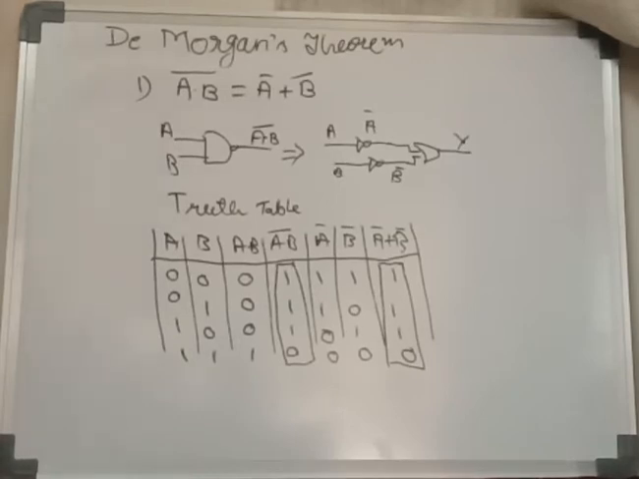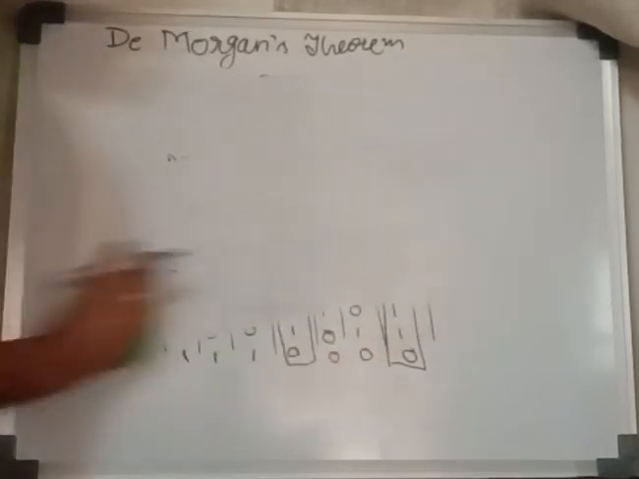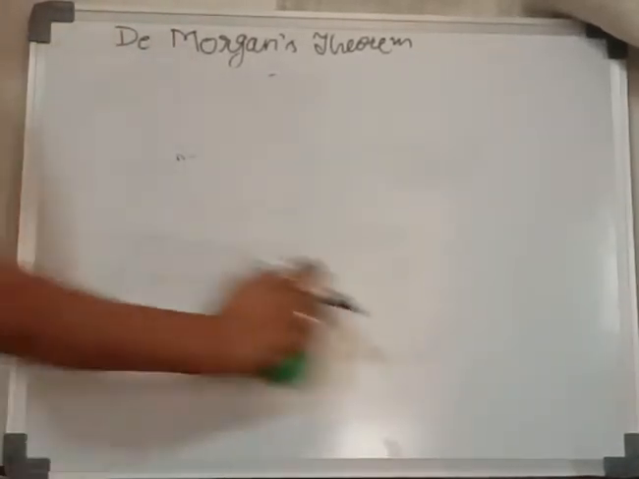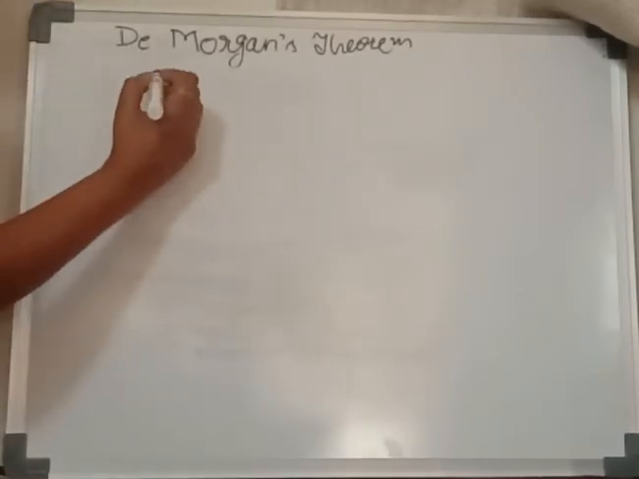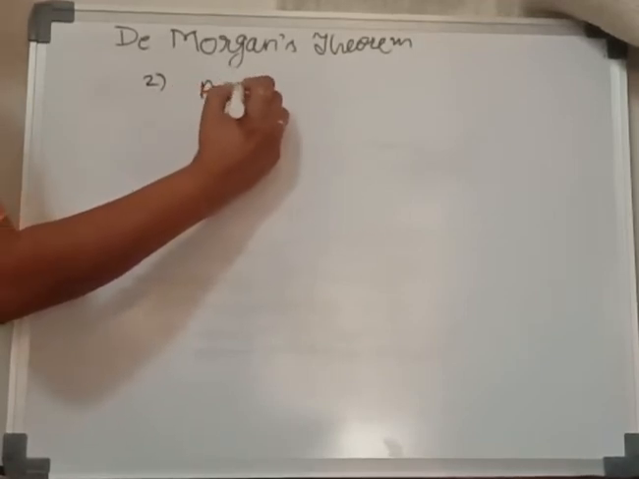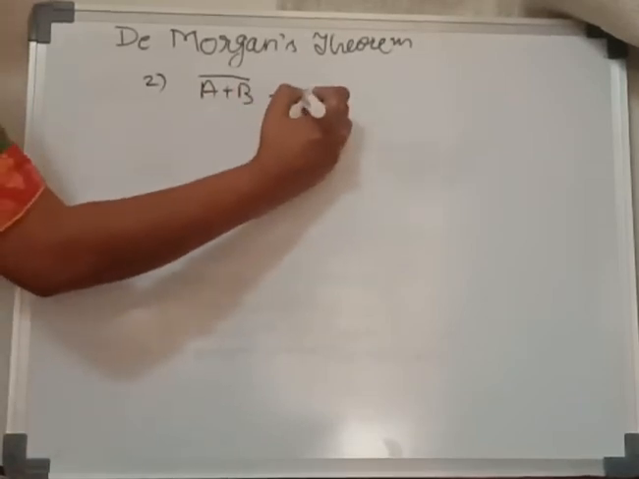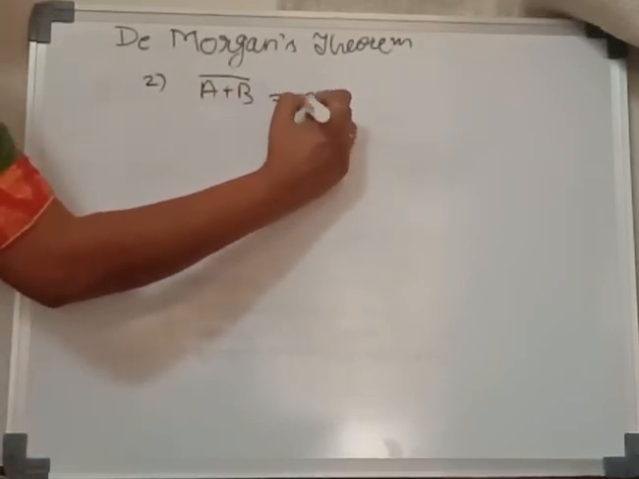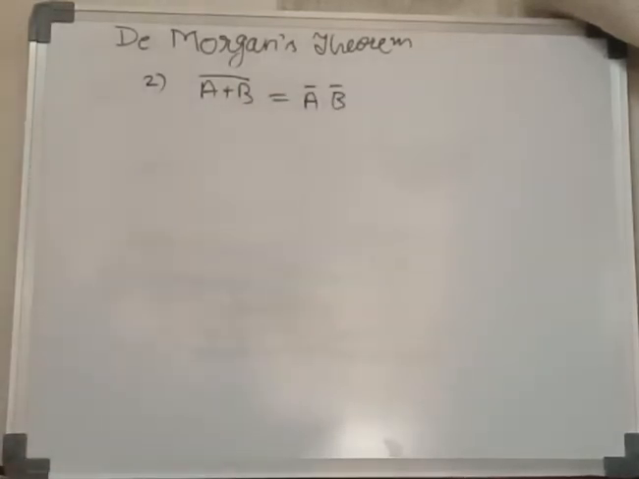Okay, now start with the second one. Let us see the second De Morgan's theorem. So our second De Morgan theorem is complement of sum of A and B is equal to product of complement of A and complement of B.